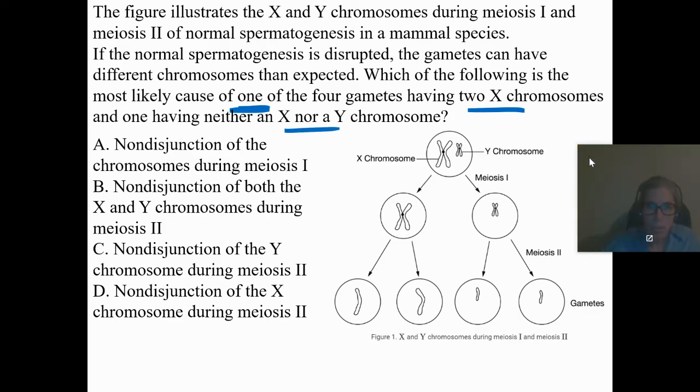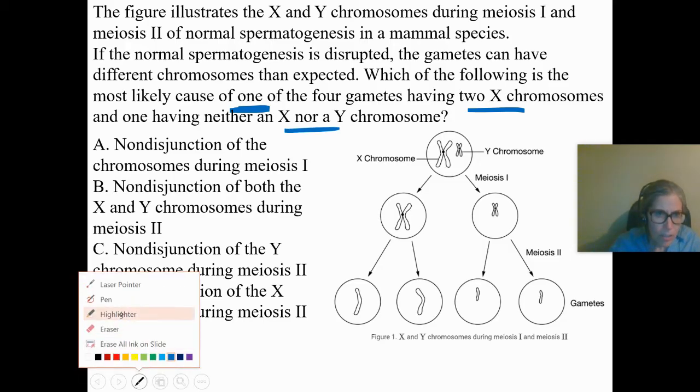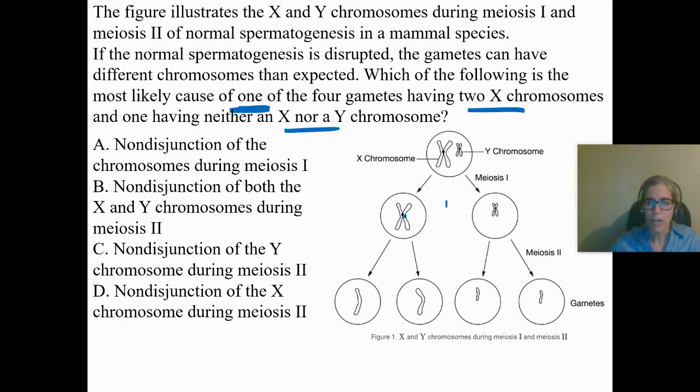So this is showing you the normal way. It's showing that that dad has an X and a Y, and it's showing you that the X separates from the Y just like it should, and then the sister chromatids separate, and the Y chromatids separate. So this is just the normal one. So what it's asking now is what happens if one has 2 X chromosomes? So it would end up looking like this, and then one has nothing, so that would have none.